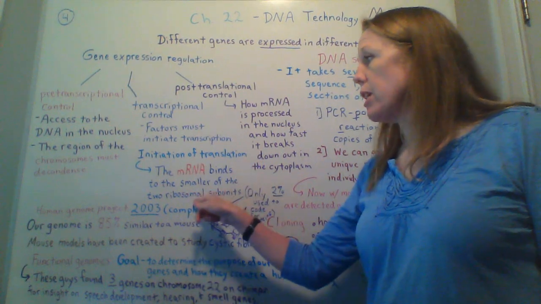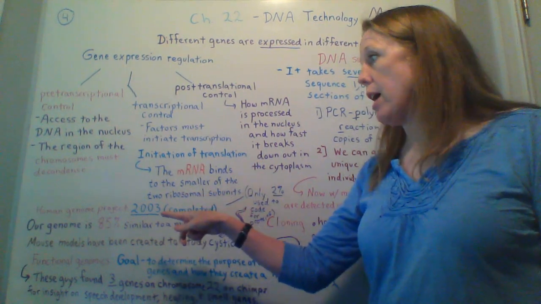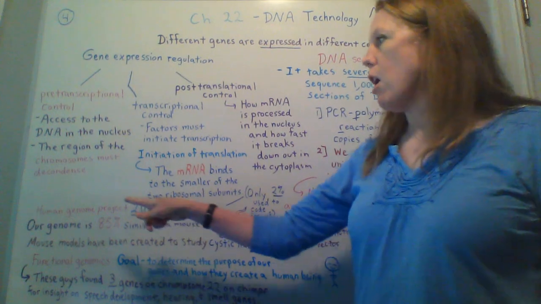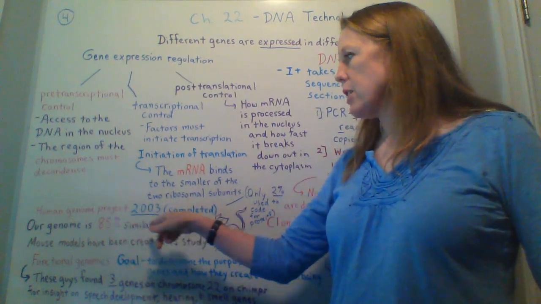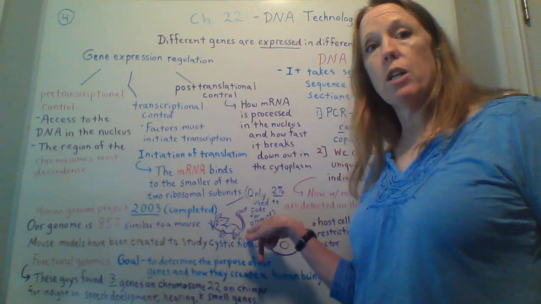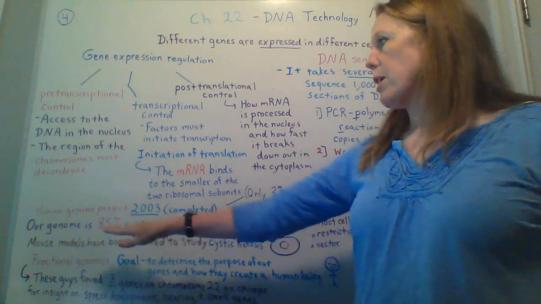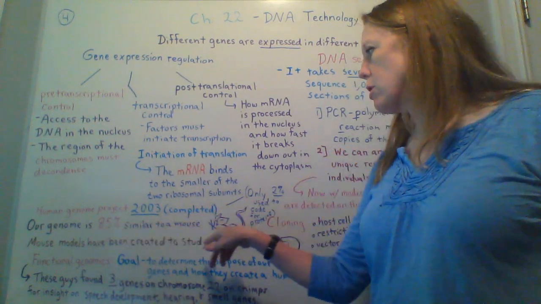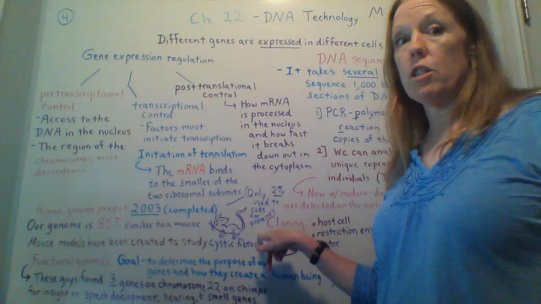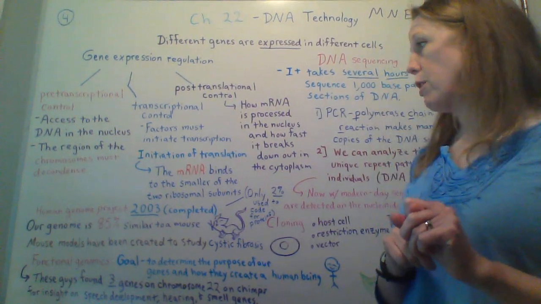But anyway, it was completed in 2003. You need to know that. And we found that our genome is 85% similar to a mouse. So I drew a mouse here. And because of that, we're able to use mouse models to study cystic fibrosis and other diseases too, but cystic fibrosis is the one you need to know.